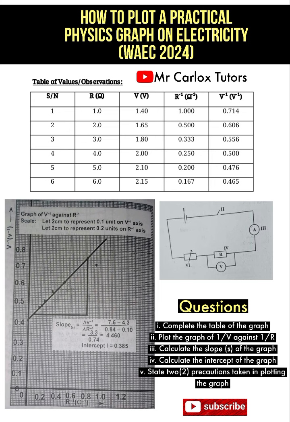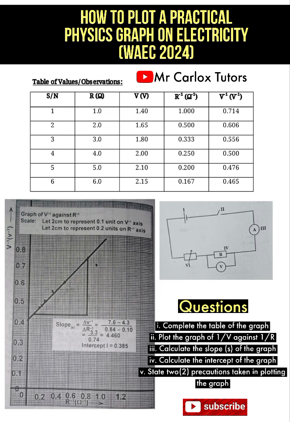Now, how do we get the reciprocal of the resistor? You see, it's 1 over R. 1 over R will give you the values of the reciprocals of the resistor. Now, the last column of the table is the reciprocal of the voltage, 1 over V. You have to use your calculator to get 1 over V for all the cases. The first one you get 0.714 down to 0.465. So that's how we get the table.